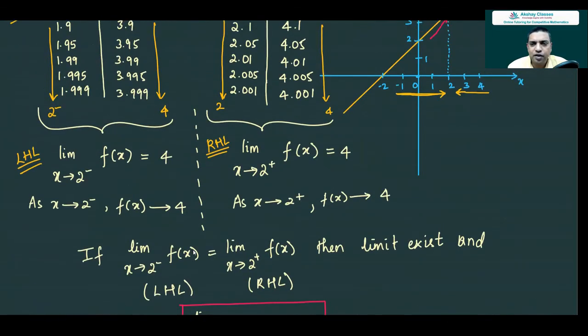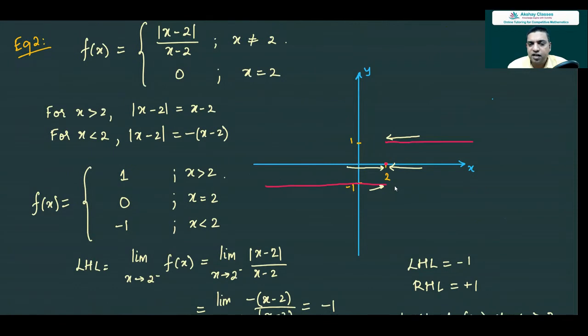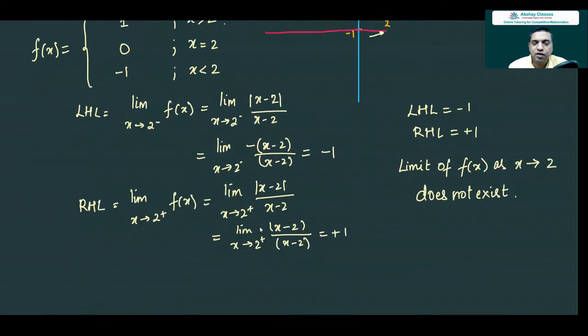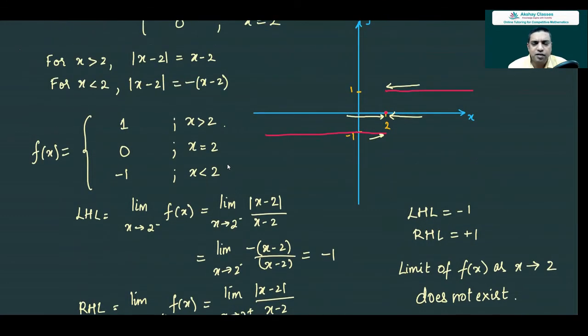Graphically, you can understand very easily. So here, if you have a graphical idea, immediately you can mark right hand limit is plus 1, left hand limit is minus 1, if you have good grip over graphs. So limit means as x approaches a particular value, what value does the function approach? If it approaches two distinct values from the left and from the right, then the limit does not exist. If it approaches the same value, then the limit exists.